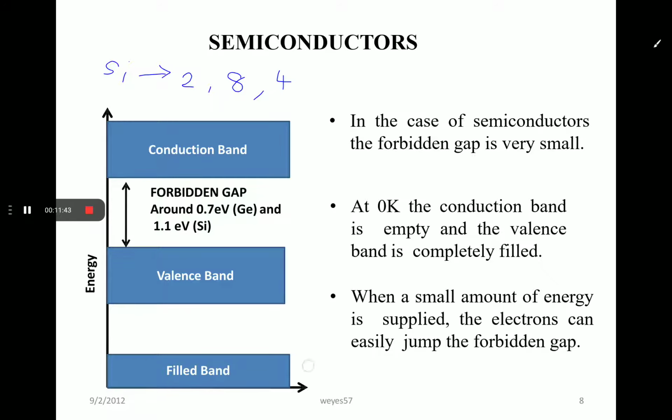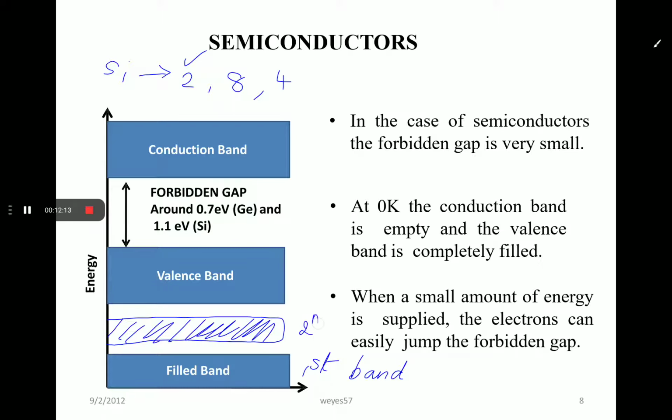So we can represent the first band of energy like this, that is the filled band. And you can see here the next band. We know that a silicon atom has three orbits. So we are representing the second orbit, that is also a filled band. Second orbit electrons will have a band of energy levels, that is the second band of energy.